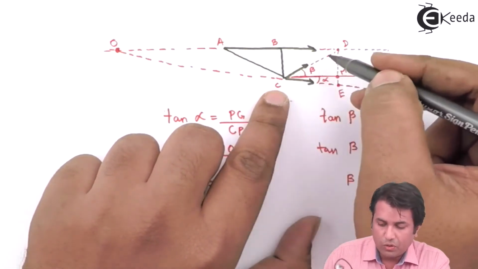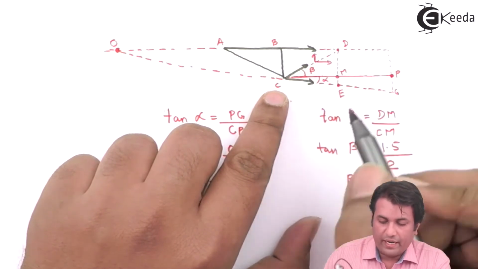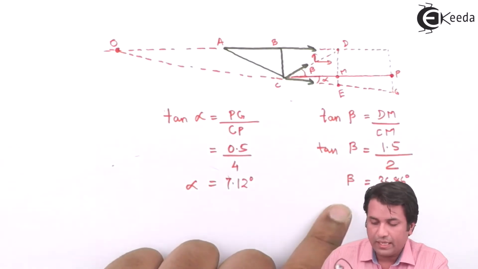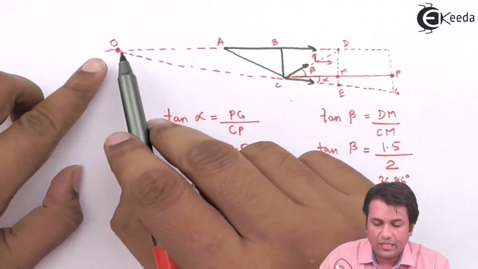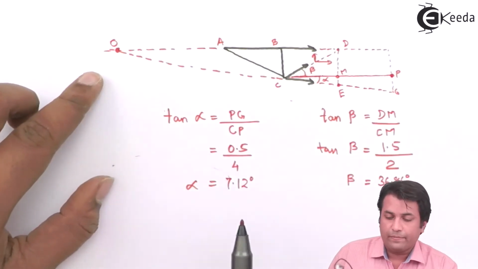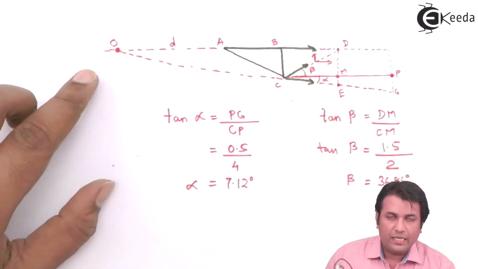If I need to resolve this force along X and Y, I need the angle. I have already got the angle beta, that is 36.86. All I need to do is find out the distance OA so that I can take the moment easily. For that, I need to first calculate this distance D.